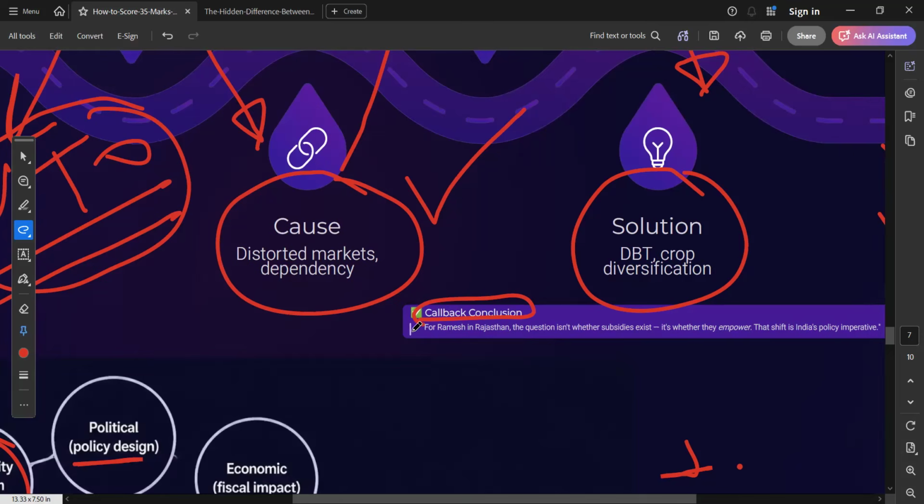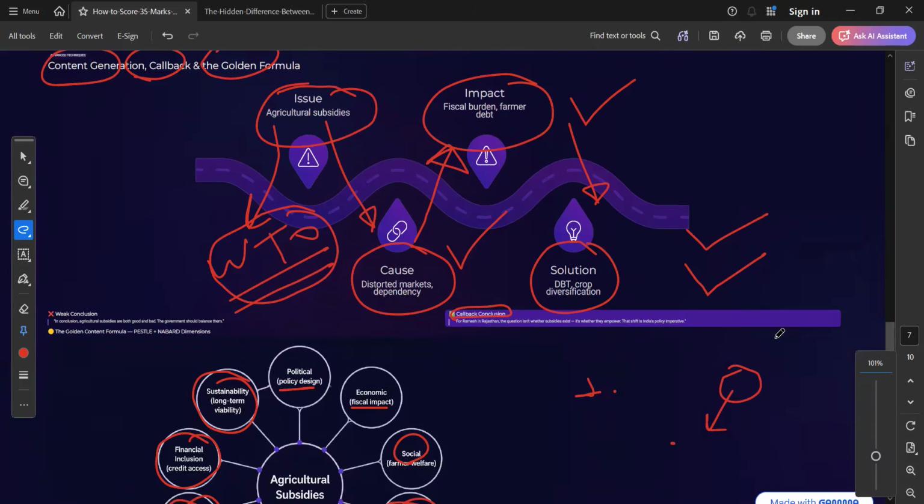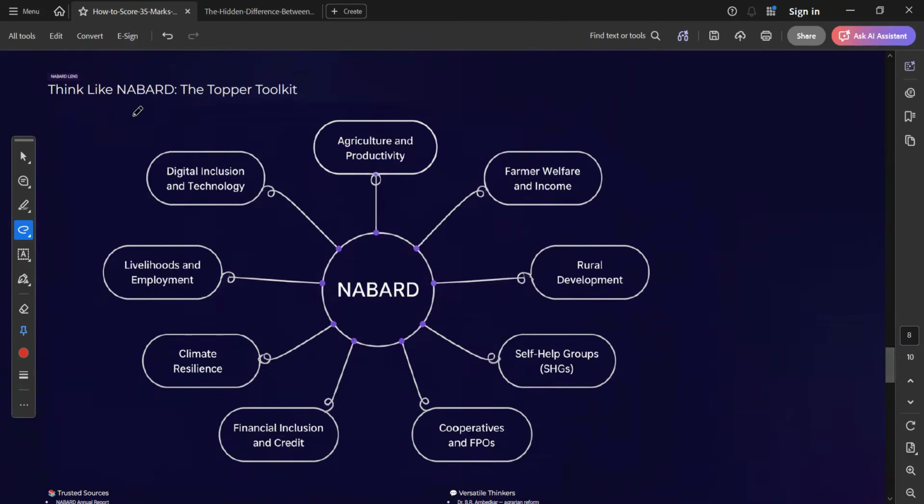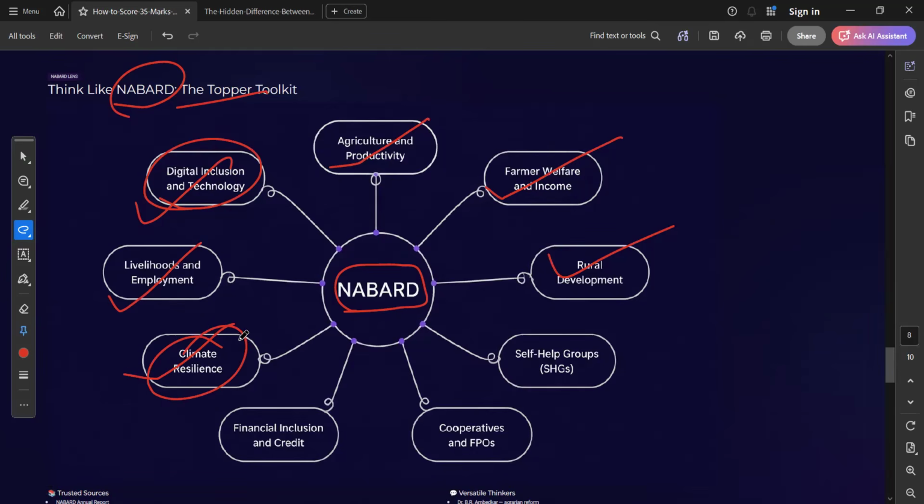Okay. So coming back to the point we were discussing, we have to think about the proper toolkit. If I have to write this essay, what points have to be there? See, the rural development aspect has to be there. Farmer welfare and income has to be there. Agriculture and productivity, digital inclusion and technology, because many of the subsidies we are getting through the digital format, and livelihood, employment, climate resilience. Now it can be positive or negative, both can arise in the climate aspect. Financial inclusion, cooperatives and SHGs, etc.